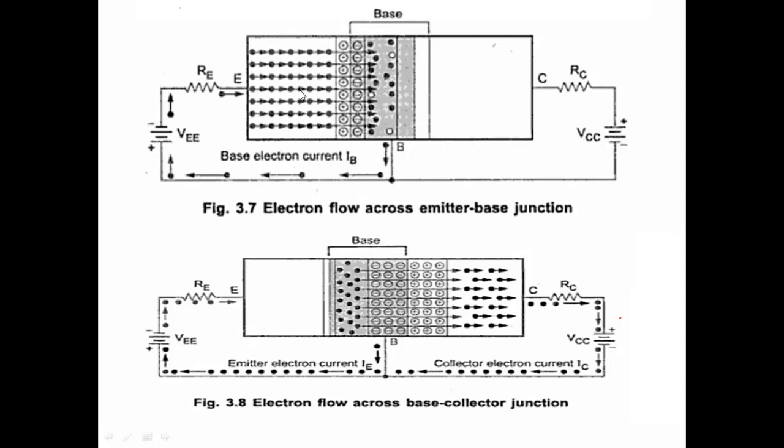In the NPN transistor, if you connect the base and emitter in forward bias, more number of electrons are present in the emitter region, and these electrons will try to cross this depletion region and enter into the base region. In the base region, less number of holes will be there. That's why electron-hole combination takes place, the electrons will fill these holes, and due to that the current will be there. That is called the base electron current IB. And more number of electrons will try to cross the base and collector junction.